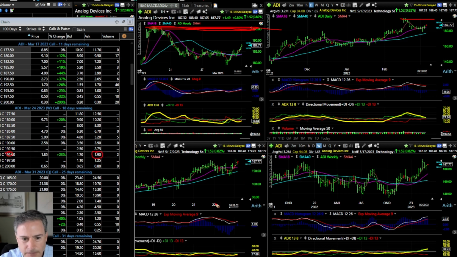Now, here's the key. If I were going to do the stock, you figure out how much you're going to risk in the stock. Let's say you have a $50,000 account and you risk 1%, so you're going to risk $500 in a stock. Wherever your stop is, you figure out how many shares you can buy to keep the risk at $500.